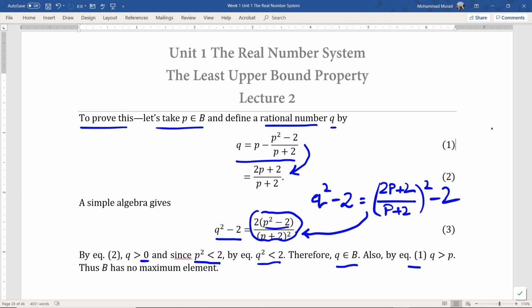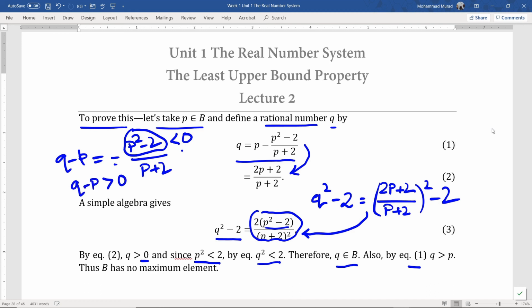Also, by equation 1, we see that q must be larger than p, since equation 1 gives q minus p equals the negative of (p squared minus 2) over (p plus 2). Since the numerator p squared minus 2 is negative, and the negative of a negative is just a positive quantity, q minus p is larger than 0, or q must be greater than p. Thus, we defined a rational number q based on p only, which is larger than p, but still in the set B. Thus, the set B has no maximum element.